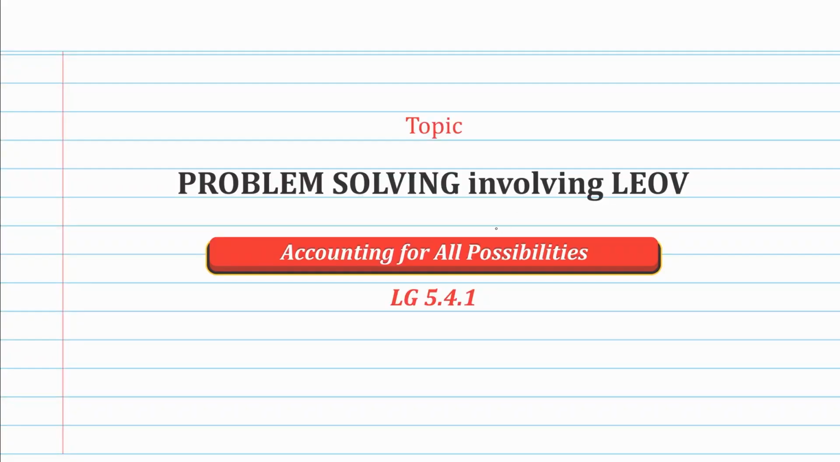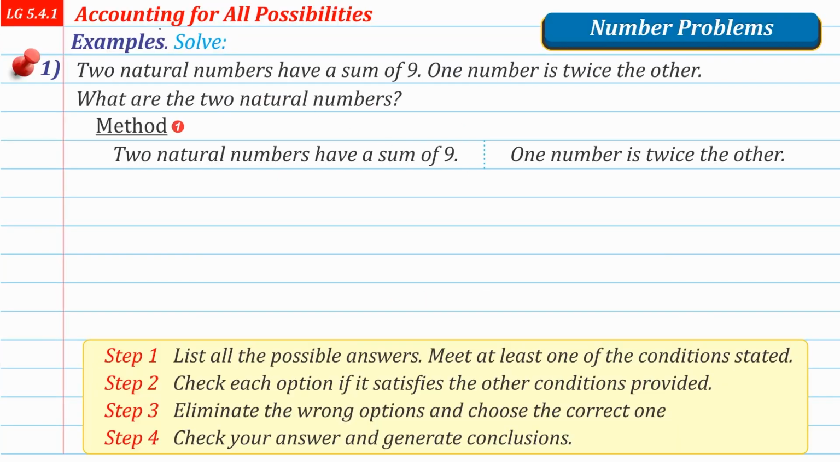Okay? We are discussing trial and error. So, let me write this. Accounting for all possibilities is the same thing as trial and error. Chumachamba minsan. Before we look at some examples, one application of trial and error or accounting for all possibilities, again, it's the same thing as trial and error, are number problems.